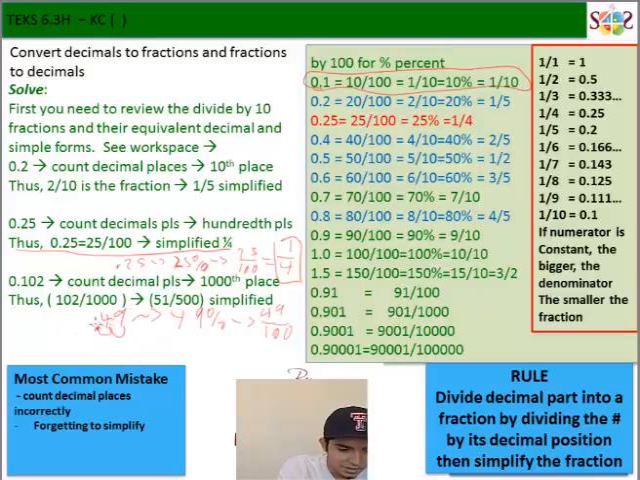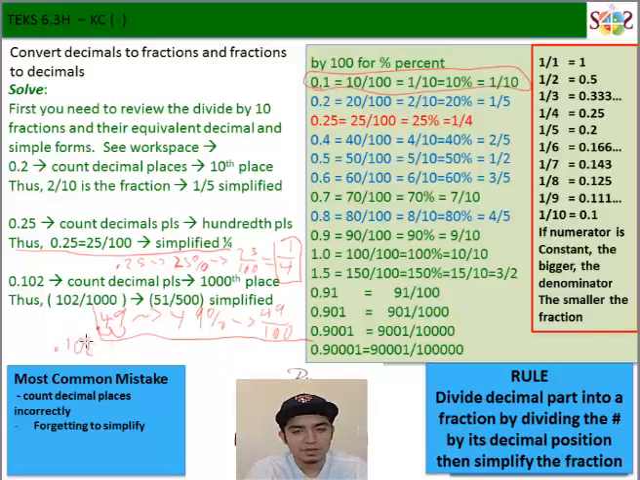Alright, so we have 0.102, and it's asking us to convert it from decimal to fraction. So here we have 102, which converts into 102%. And since we have 102%, instead of using 100, we can use 1,000. So this converts into 102 over 1,000.